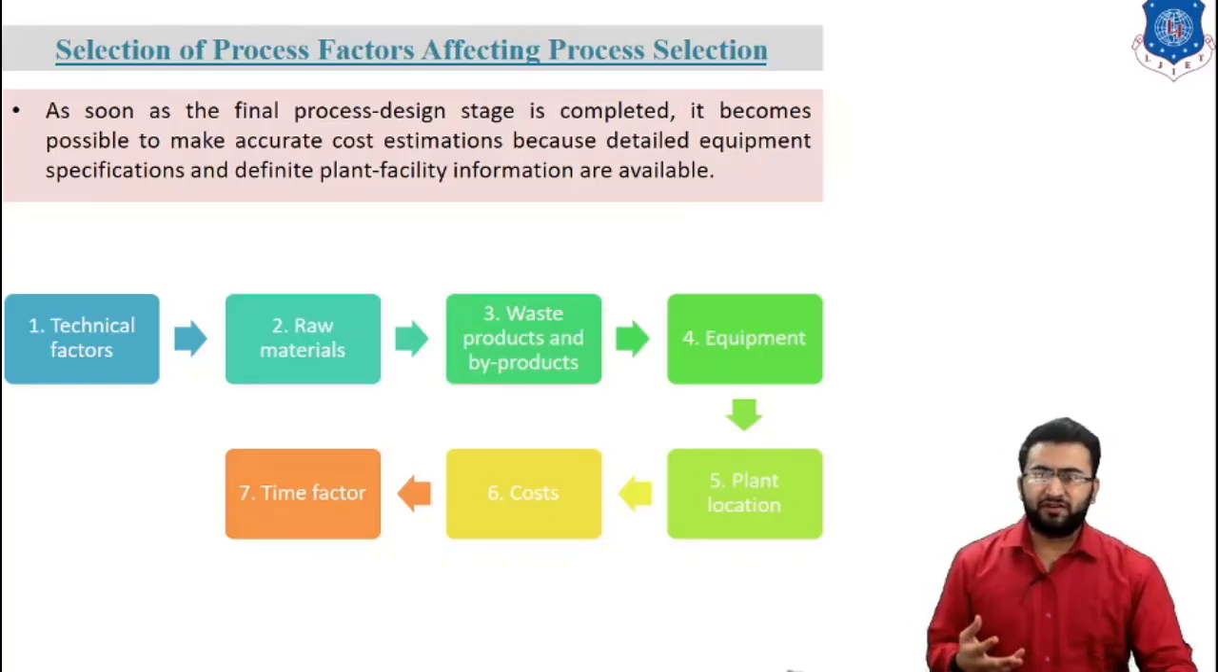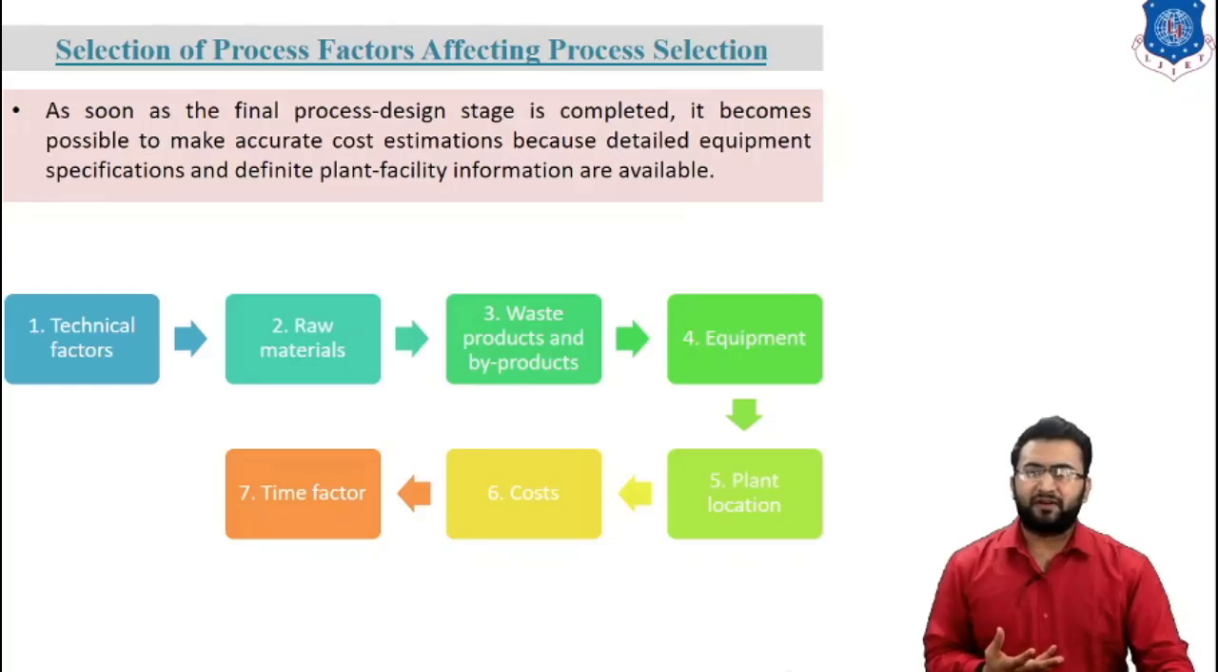Then process consideration is one most important factor which affects process selection. Technology available or not is one factor which affects process consideration. Raw material common with the other process, consistency of product within a company, general company objectives. So this is all about process factors which affect process selection.